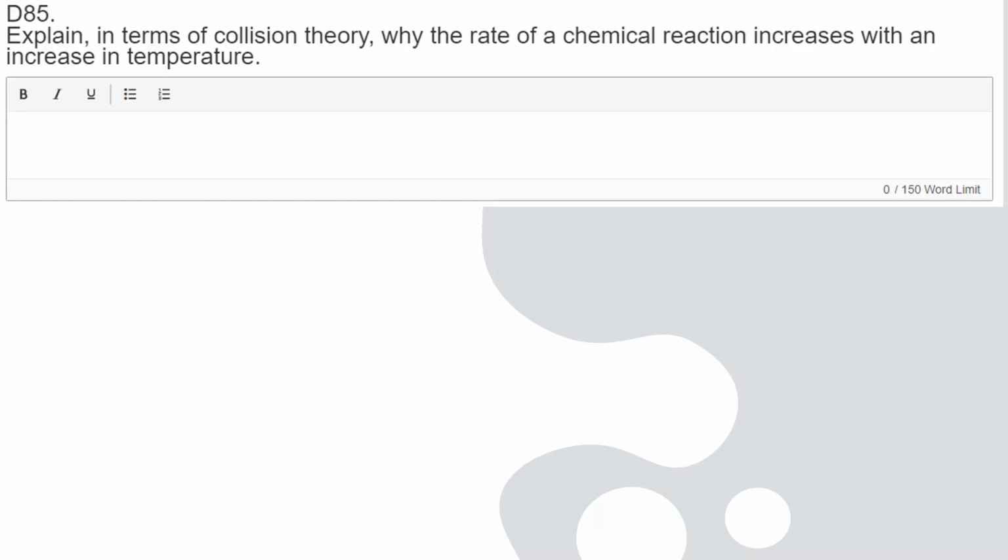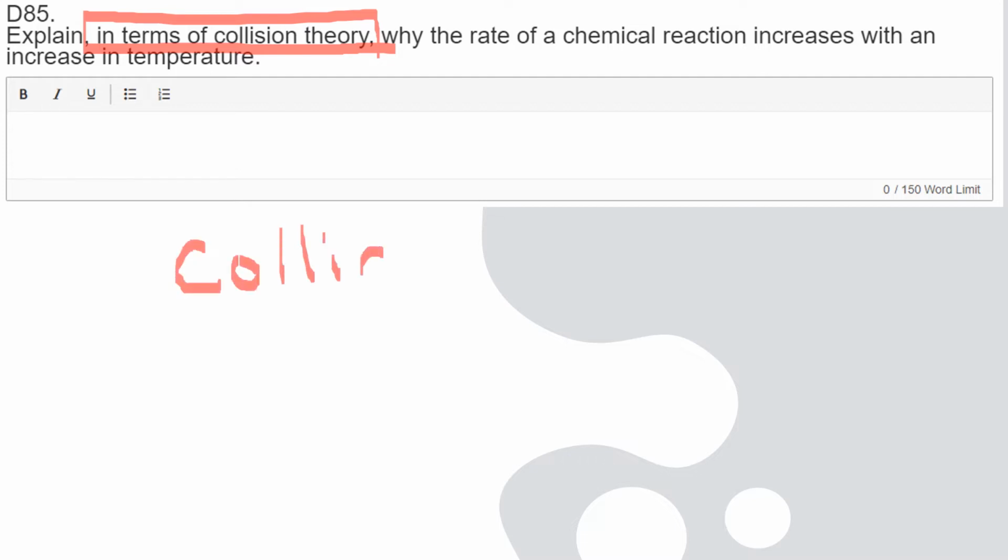Explain in terms of collision theory. So I already see that my answer has to talk about collision theory. How would I talk about collision theory? Use the word collide or use the word collisions.